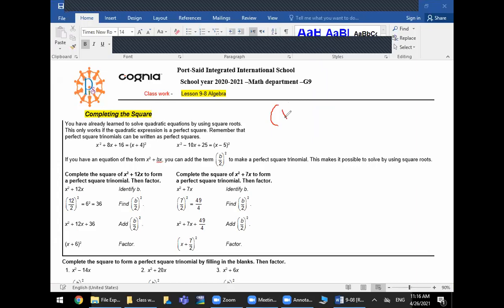When we have x plus 2 all to the power of 2, if I want to expand this expression, it will be what, grade 9? X plus 2 all to the power of 2. No, this means what?